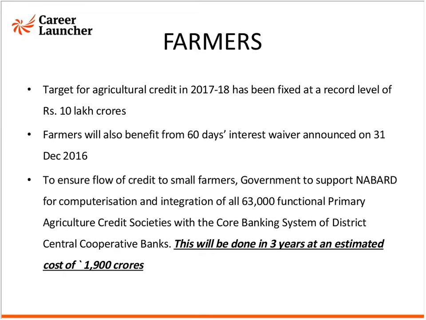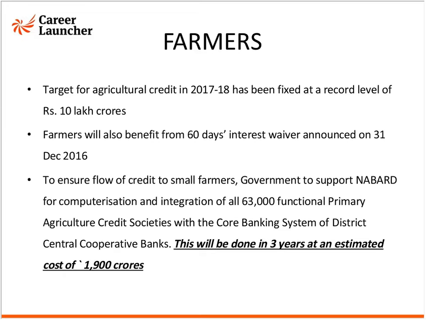Thirdly, they're going to ensure a flow of credit to small farmers. Agricultural credit means the amount of money that you've lent for agricultural purposes. So if as NABARD I'm giving a loan for agriculture purposes, it forms a part of agricultural credit. To ensure a flow of credit to small farmers, the government is going to support NABARD for computerization and integration of 63,000 functional primary agricultural credit societies and the core banking system of district central cooperative banks.